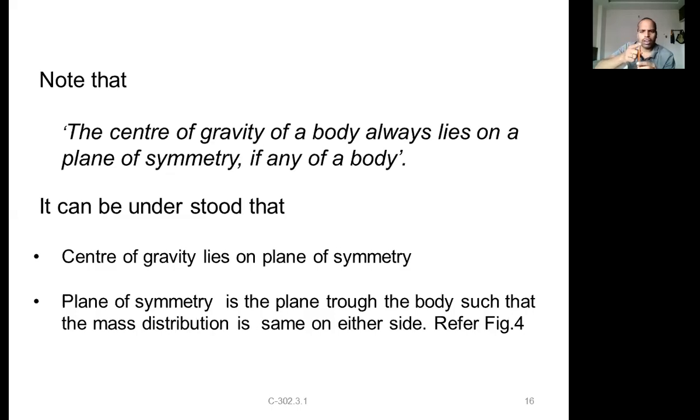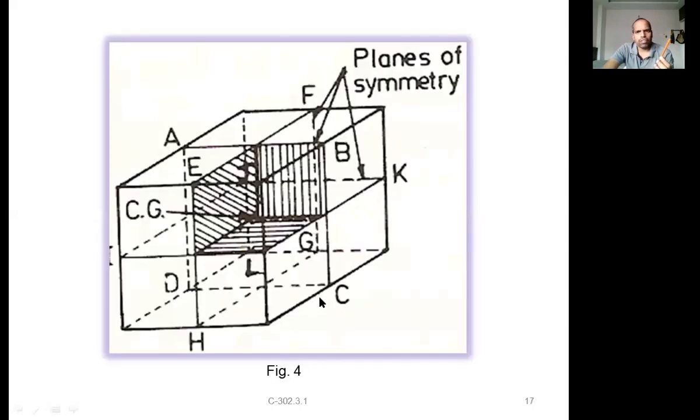Similarly, this will have at the center one plane of symmetry. This is one plane of symmetry, another one, this is a plane of symmetry, another one. If you draw two lines of symmetry or planes of symmetry, they will intersect at one point, at the midpoint. That intersection point is nothing but the center of gravity. If there are more than that, you can define it like this.